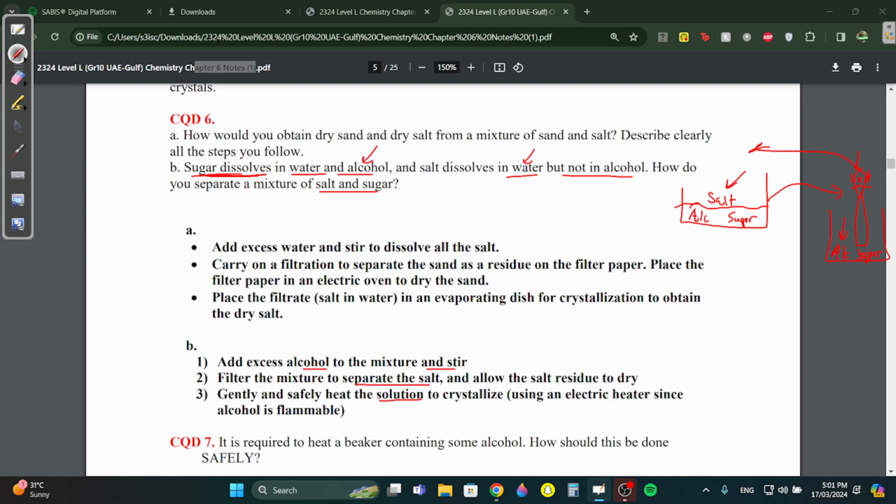Gently and safely heat the solution to crystallize, but you have to mention using an electric heater. You have to say using an electric heater because alcohol is flammable. So after we get this alcohol and sugar, we want to separate this sugar, right? So we have to do crystallization. So we have to heat it up, right? We say heat it up using an electric heater to crystallize the sugar. That's it.